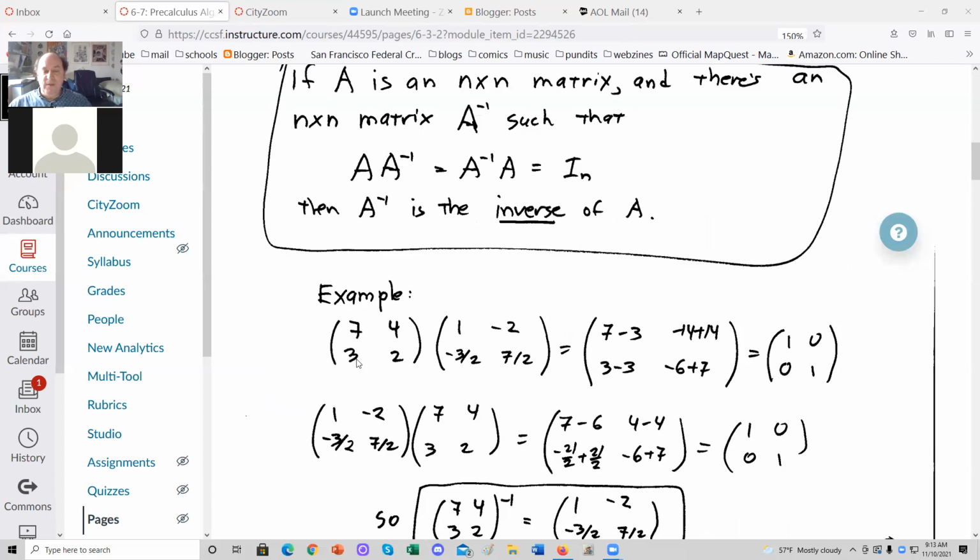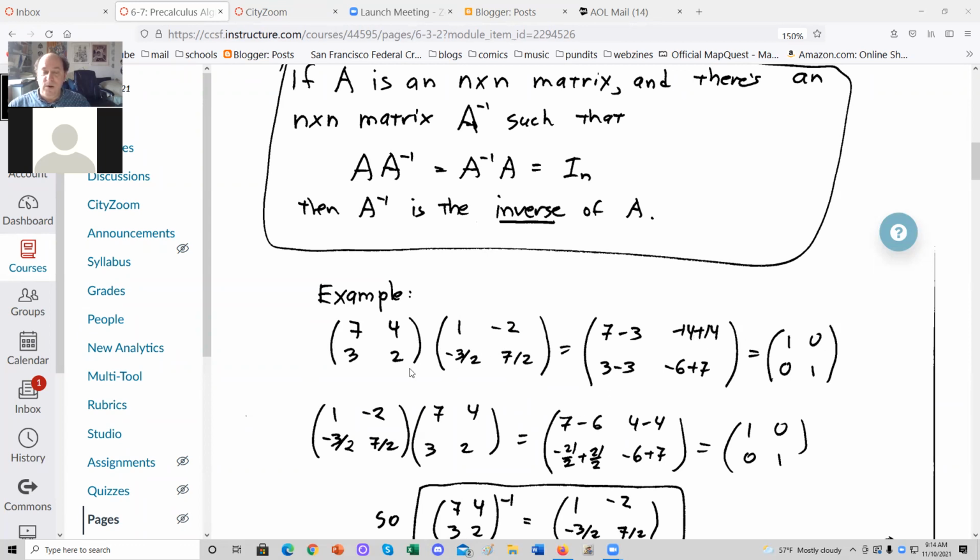For example, 7, 4, 3, 2 times 1, negative 2, minus 3 halves, 7 halves. Upper left entry is upper row times left column. 7 times 1 is 7, 4 times negative 3 halves is minus 6. Oh, my apologies, I'm going to have to change this in the canvas. This should be 7 minus 6. Upper right is upper row times right column. 7 times minus 2 is minus 14. 4 times 7 halves is 14. Negative 14 plus 14 is 0.